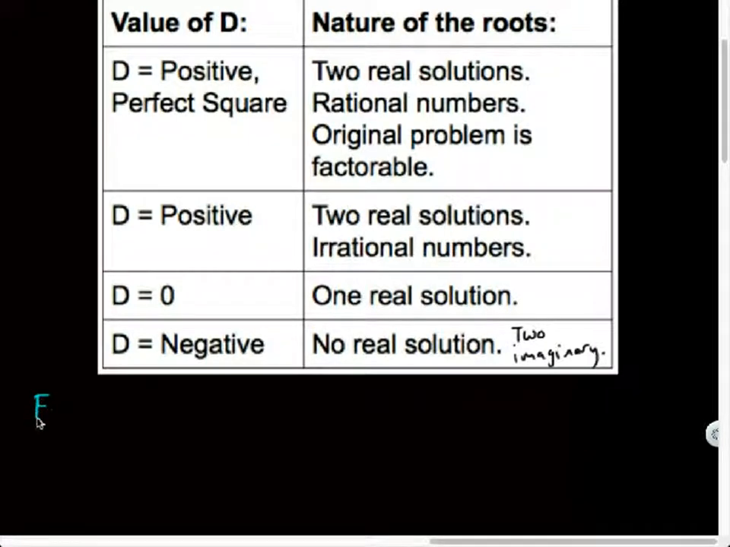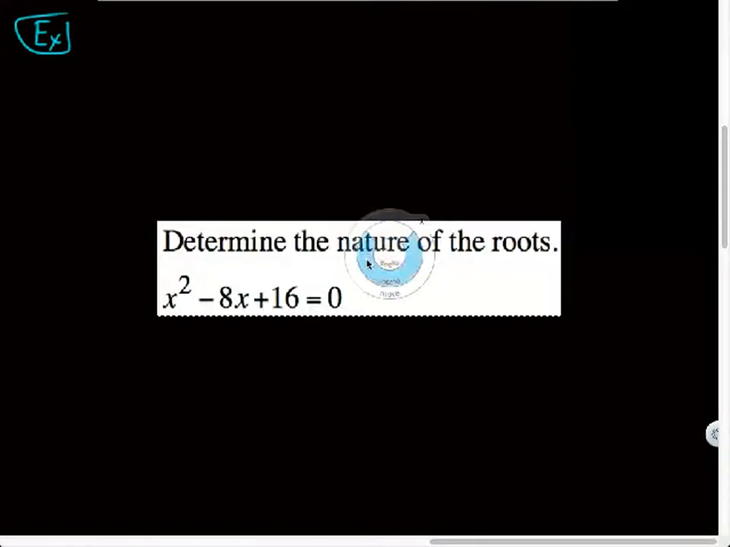So let's do two examples, and we'll call it enough on the discriminant. It says determine the nature of the roots. This is the classic set of instructions. That's basically saying, tell me what kind of answers this has. So that's not asking me to solve it, just saying, tell me what they're like.